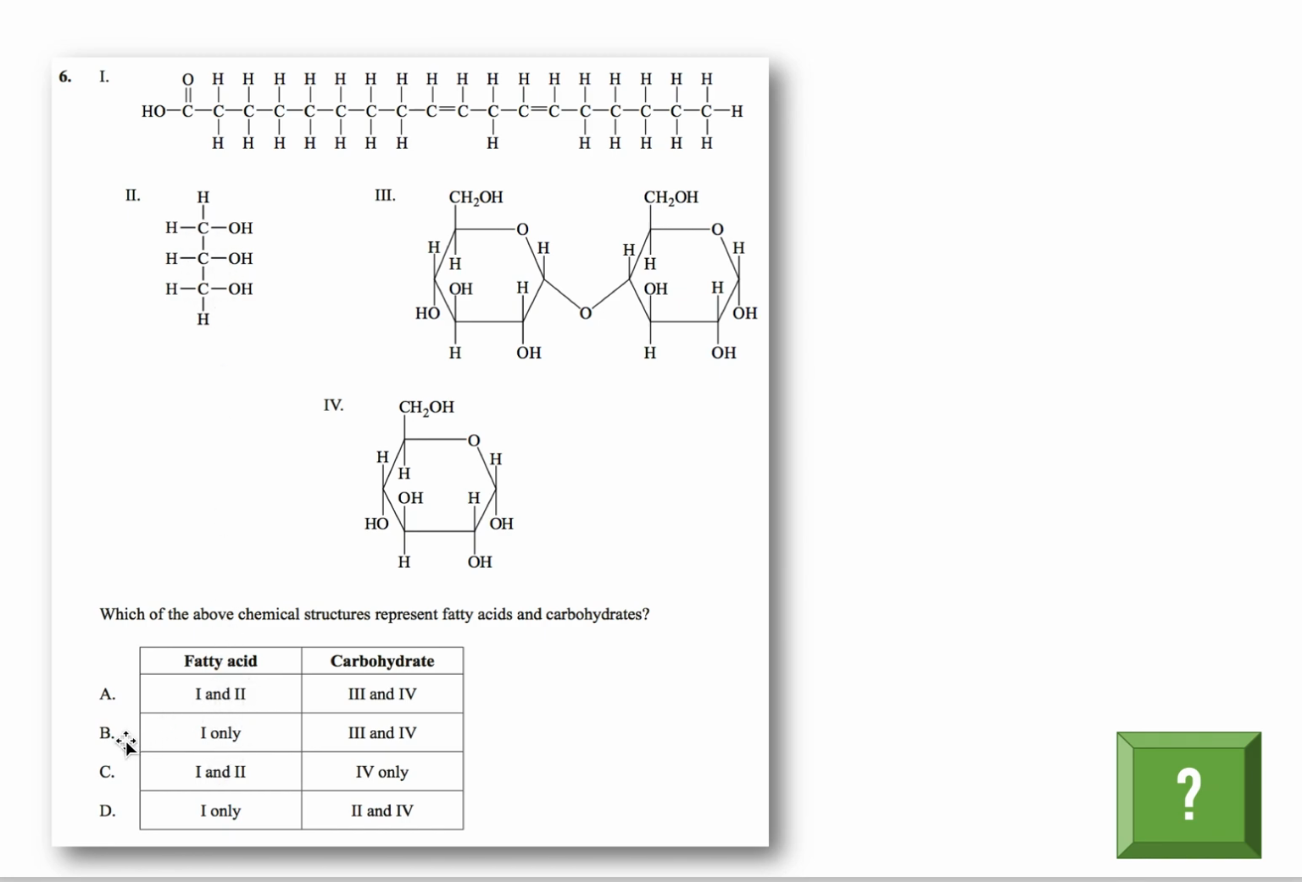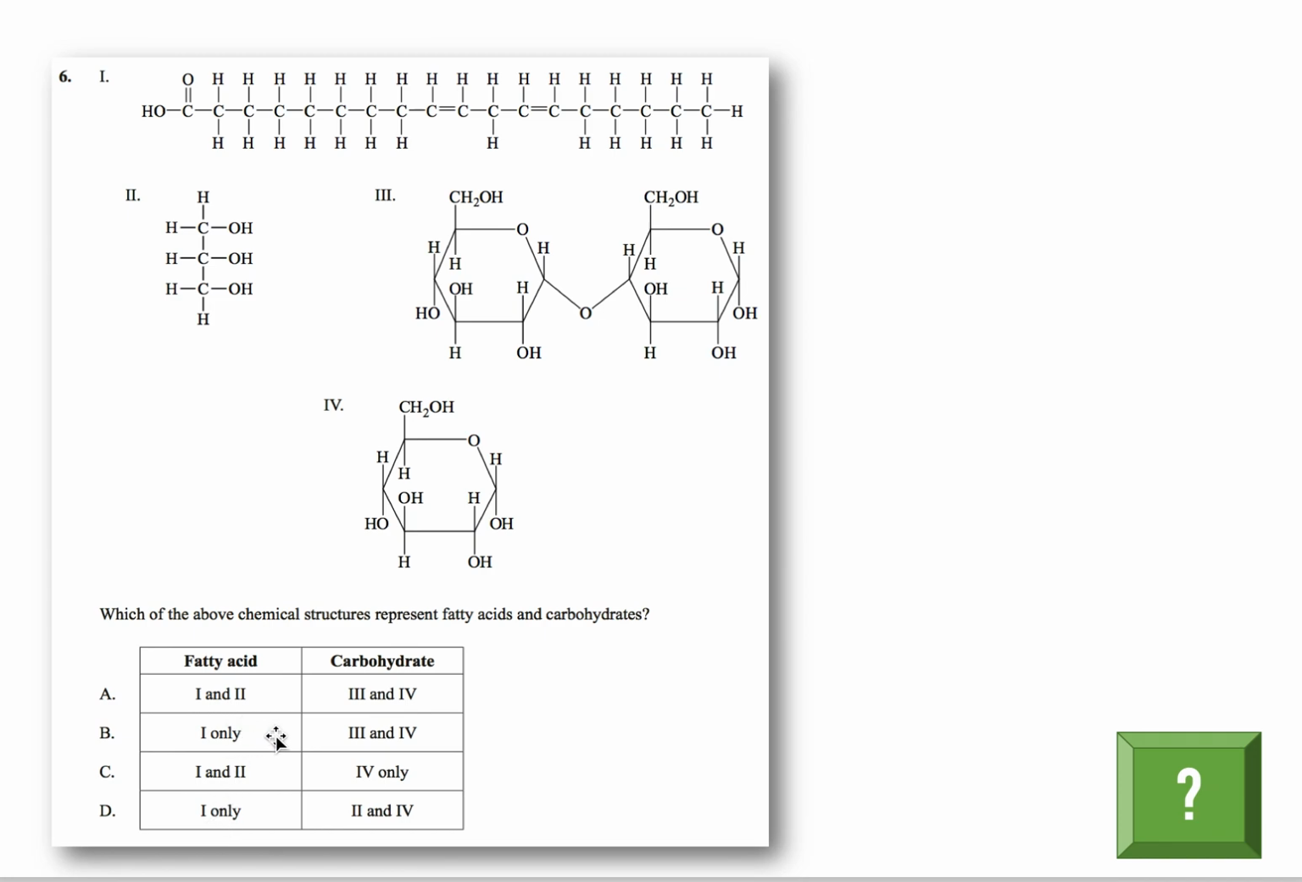So what about B? B is saying 1 only. Okay, maybe. Let's see. We know 1 is a fatty acid, 2 is not. 3 here looks like a disaccharide. There are 2 glucose units put together, so it looks like a maltose. And then here we have a monosaccharide, a single glucose unit. So yeah, I think that's true. It's going to be B. Oh no, it could be B or D, because B and D are saying 1 only.